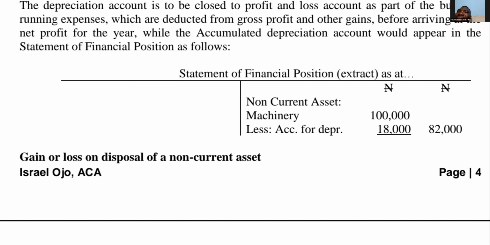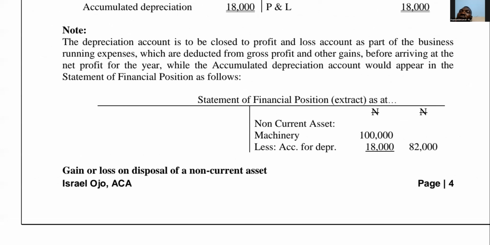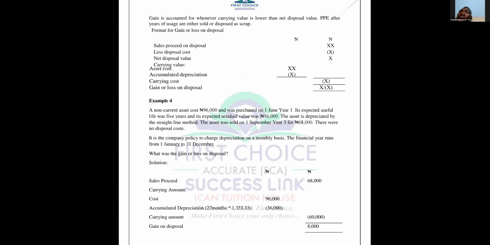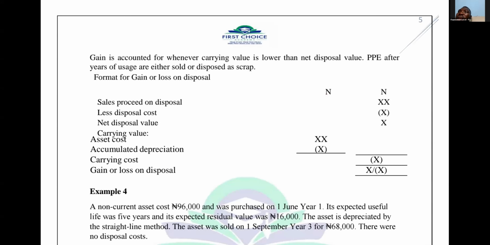Disposal is related to the derecognition of assets in our financial statement. And whenever you dispose of an asset, you must ask yourself this question: are you making gain or are you making loss? A very, very valid question to ask yourself.